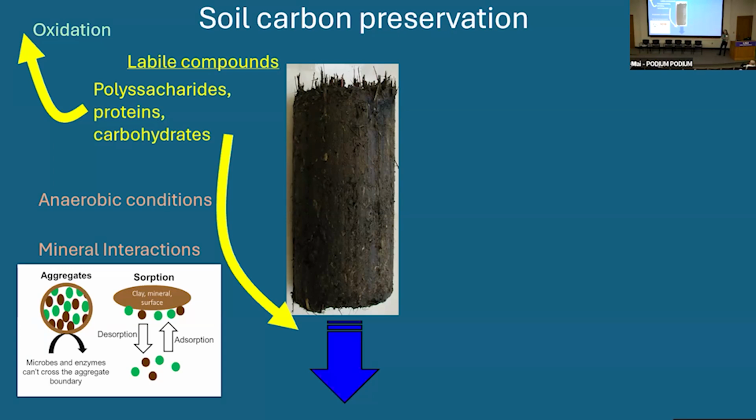And there are also interesting interactions with mineral sediments. For example, some of the labile carbon can be incorporated into aggregates or sorbed on the surface of clay particles or mineral particles. And this can serve to protect that labile carbon and make it a little bit more difficult for microbes to access.